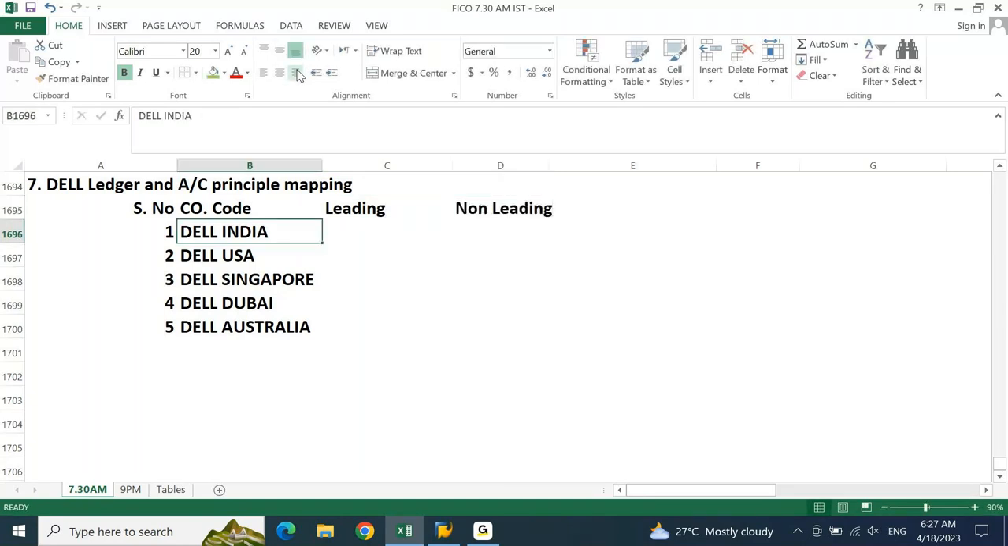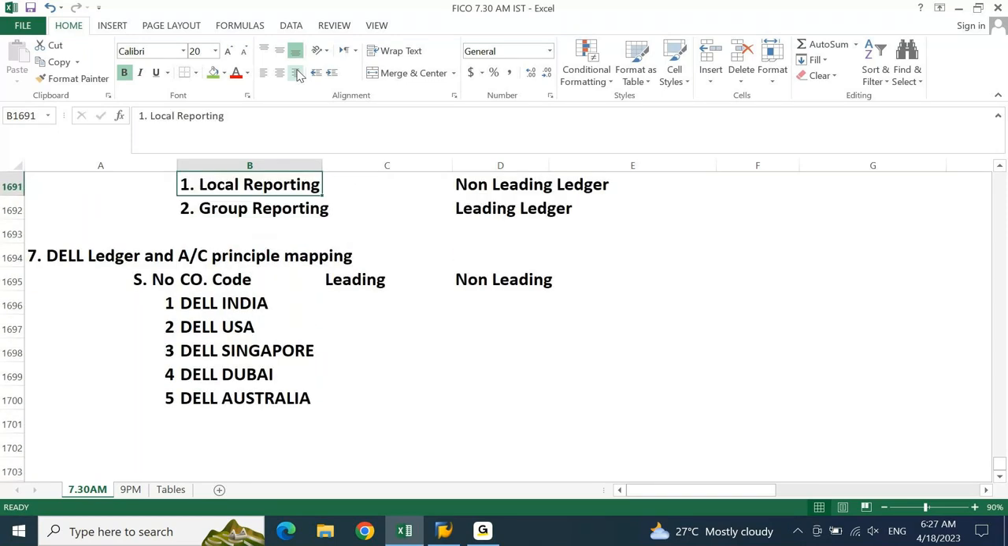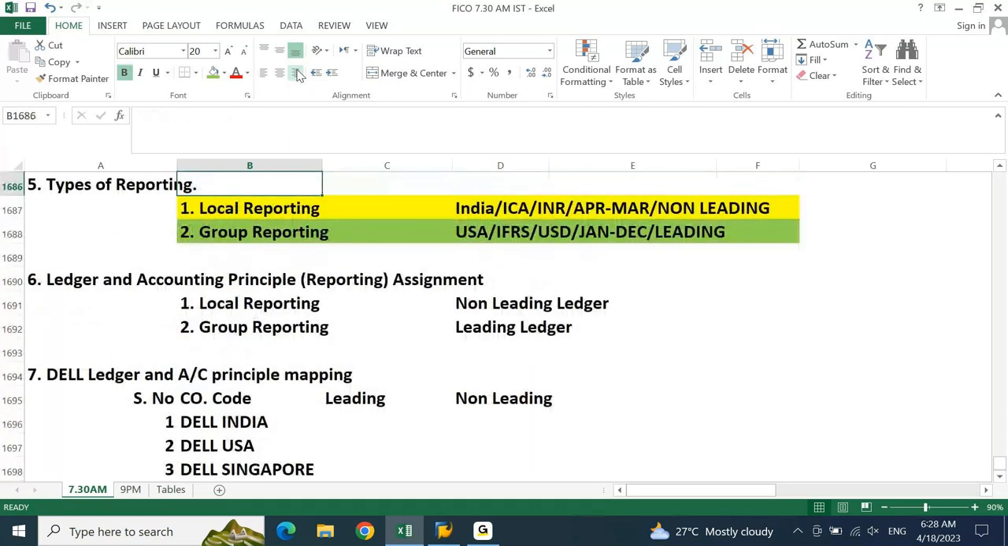Now, according to our earlier statement, leading ledger is used for which reporting purpose? Group reporting. Leading ledger we will be using for group reporting. Normally group reporting is used for which accounting principle? IFRS. It will be used for IFRS.